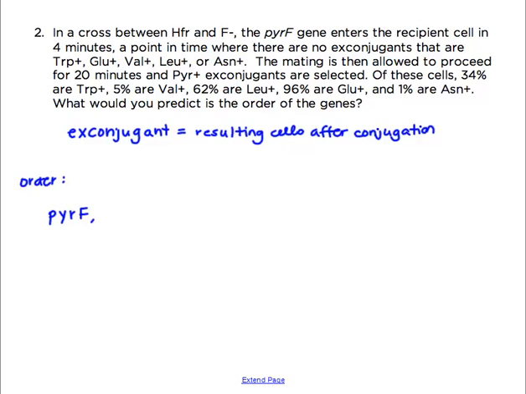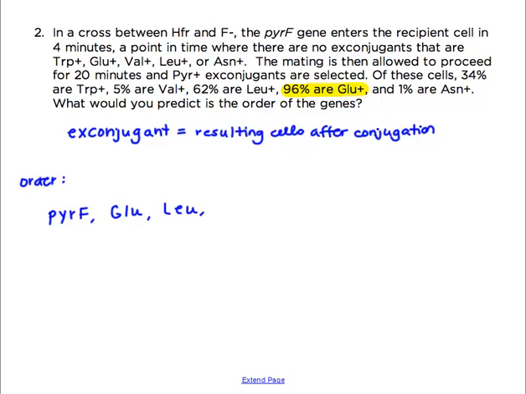What is the highest that you see? You see, get the highlighter, 96% seems to be the highest frequency, and that's GLU plus. So we're going to say that GLU is the next gene in order. The second highest frequency, if you scan through, is going to be the 62% for leucine. So the next gene is leucine.